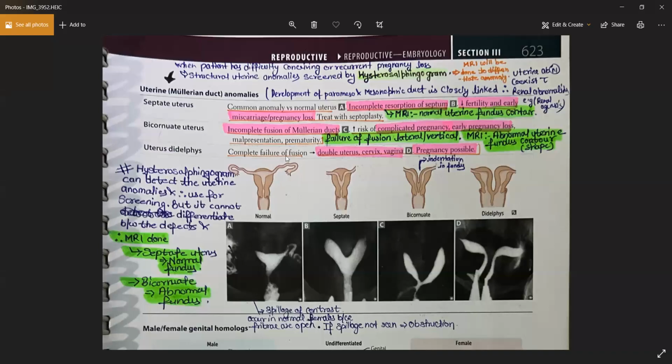If you cannot visualize the fallopian tube at all, that means a complete blockage at the very initial part of the fallopian tube is there. Okay, so this spillage is always normal. If you do not visualize the spillage, that means there is a blockage, and that is causing infertility in the female.